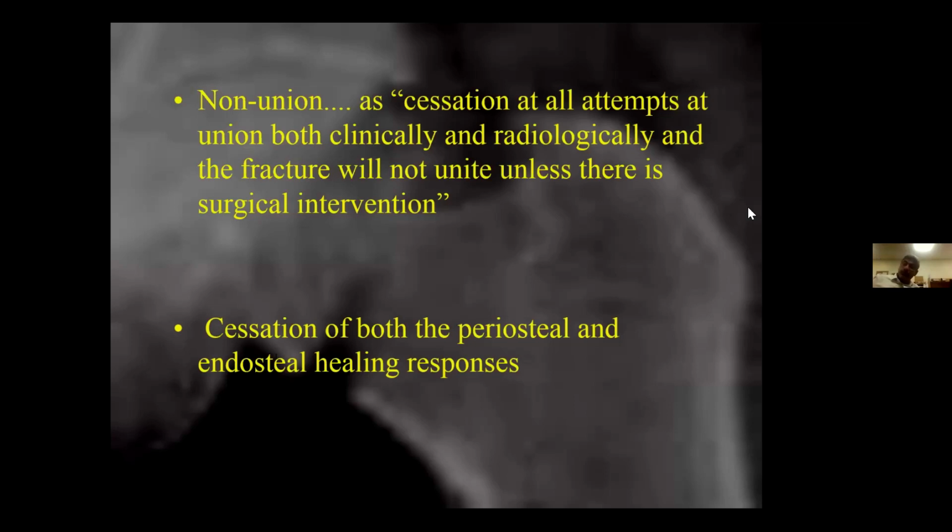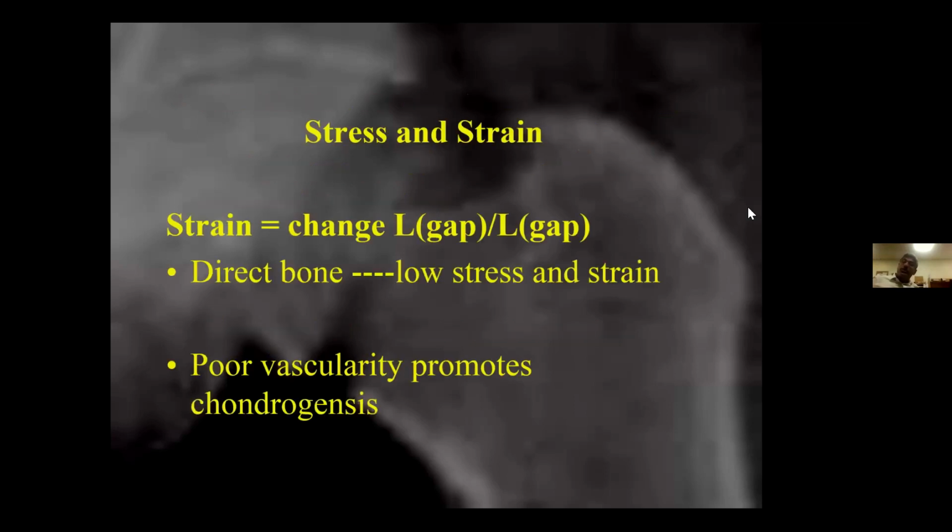Okay. So moving on to stress and strain. Just now, remember we talked about strain. I think this is something you need to know: strain is the change in length of the fracture gap divided by the gap. And we do know that direct bone will be formed with low stress and strain. So just remember that low stress, low strain is good for direct bone. And tell the examiner, I do know what strain is. It is the change in length of the fracture gap by the fracture gap.